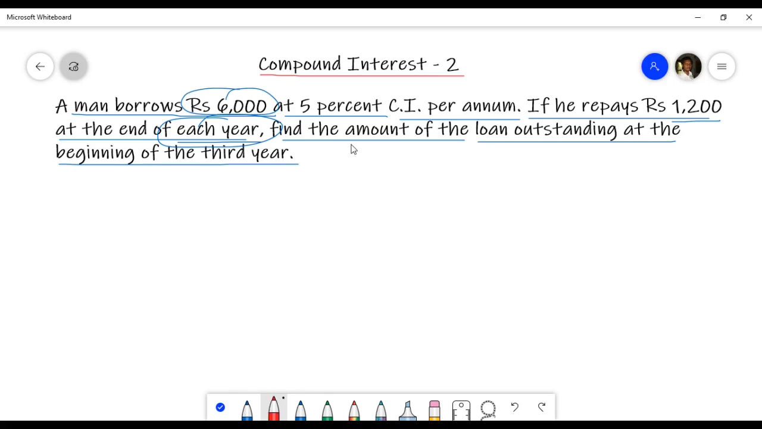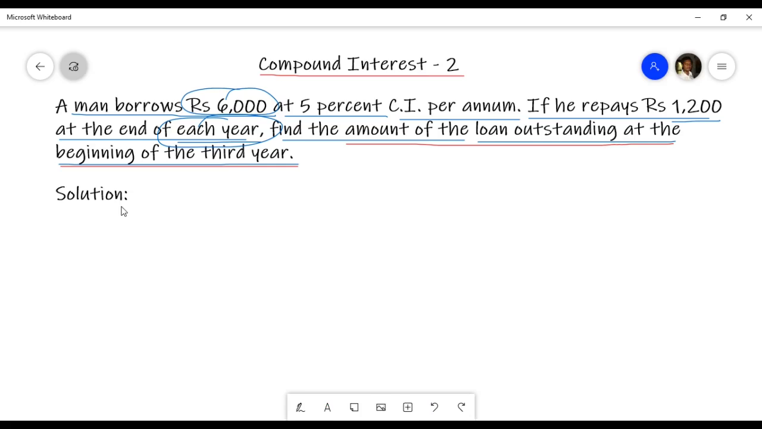Remember that he pays 1,200 at the end of every year. So we'll be finding the amount of the loan outstanding at the beginning of the third year. Let's see how to solve this problem. First thing we have to do, we have to see what is given in the question.